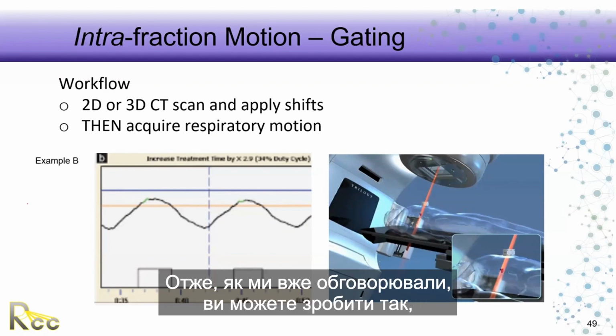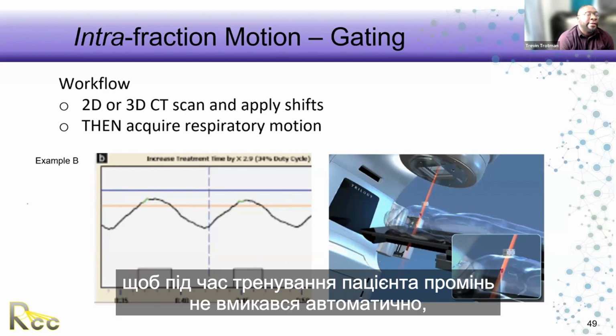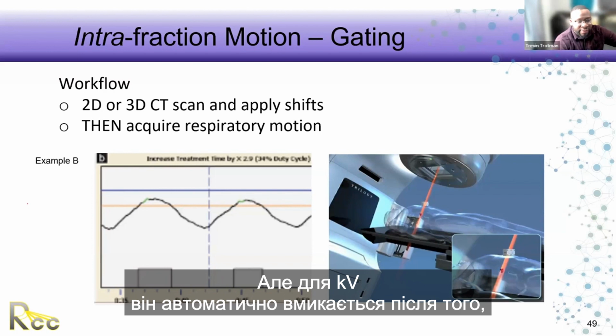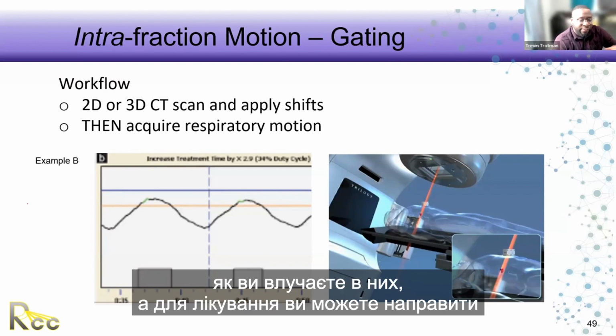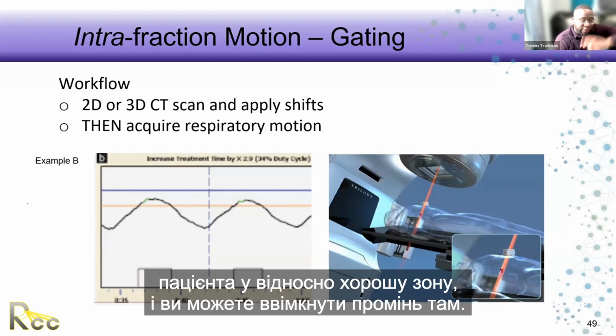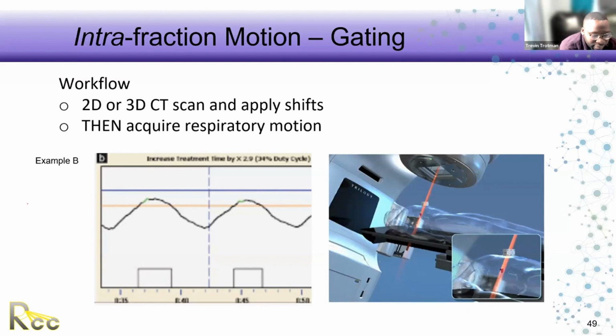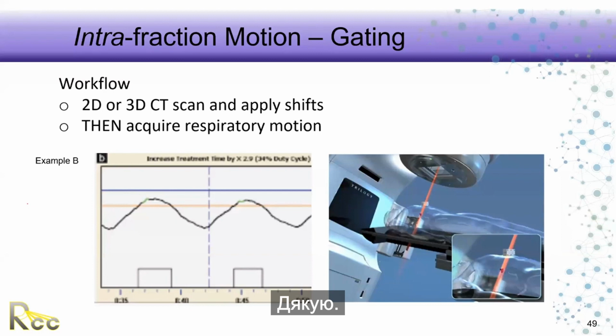So I think we discussed, when you're coaching the patient, the beam doesn't automatically turn on. For the imaging, it automatically turns on. But for the kVs, it automatically turns on after you hit it. But for the treatment, you would coach the patient into a relatively good area, and you can turn the beam on there. So you're basically deciding when that beam is going to go on in terms of where the trace is, basically. Does that make sense? Yes. Yeah. Perfect. Thank you.